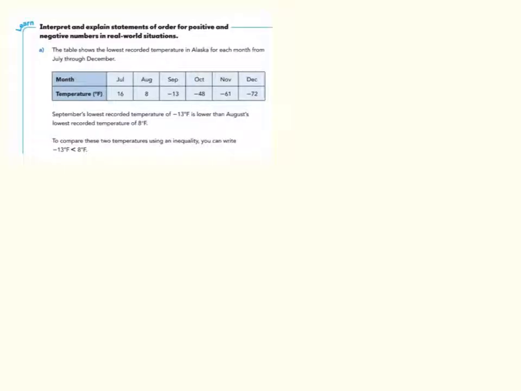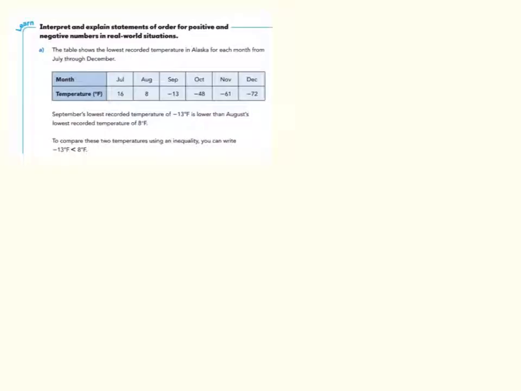All right, folks, we've reached the final new idea for Chapter 2.1, and that's to interpret and explain statements of order for positive and negative numbers in real-world situations. So the table below, I know it's a little hard to see, apologies, shows the lowest recorded temperature in Alaska for each month from July through December. So we can write statements of comparison for these temperatures using inequalities.